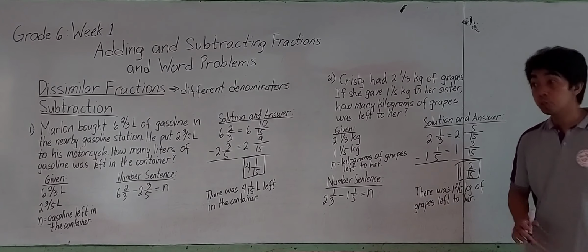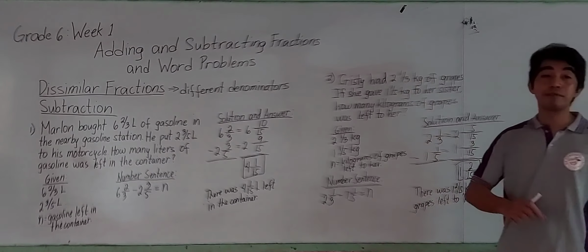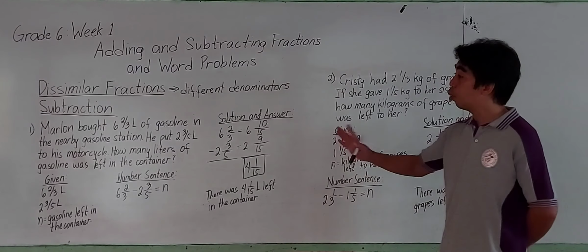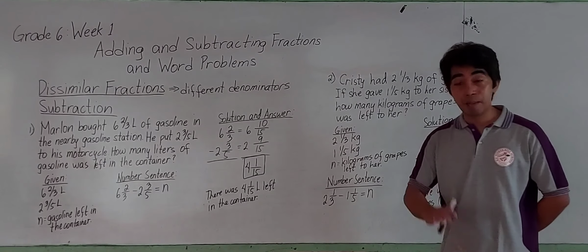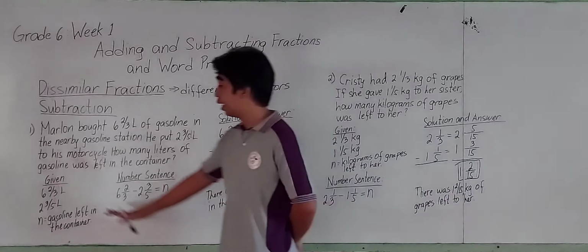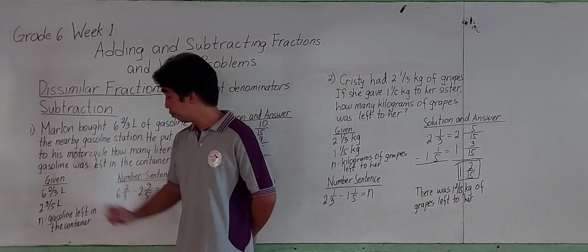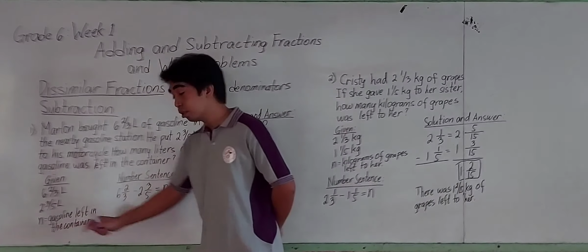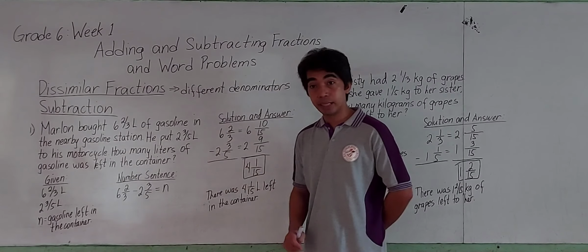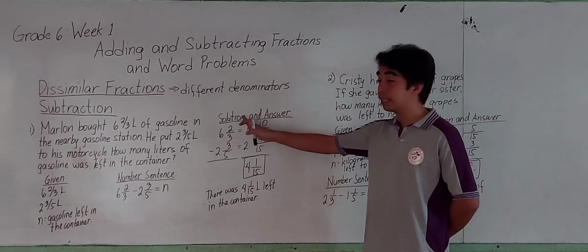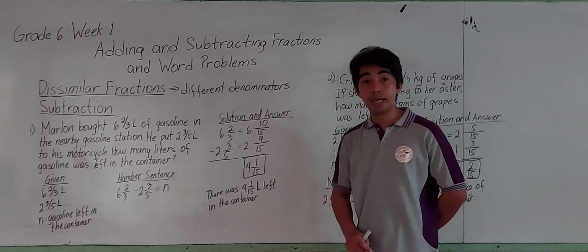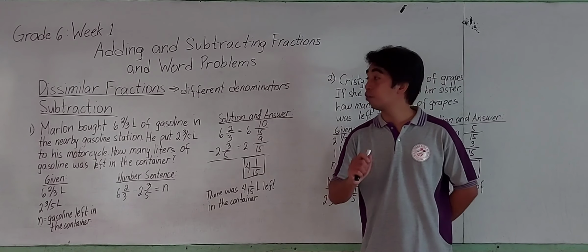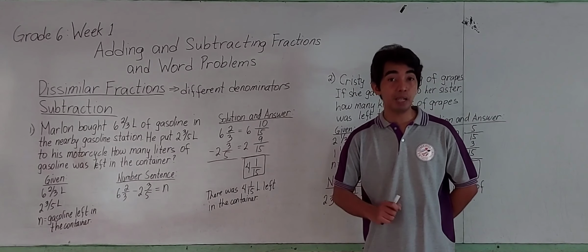Again, in solving word problems, after we identify the given, we construct the number sentence from our given. After we have the number sentence, we solve it and we can have our answer. That is how to solve word problems involving subtraction of dissimilar fractions.